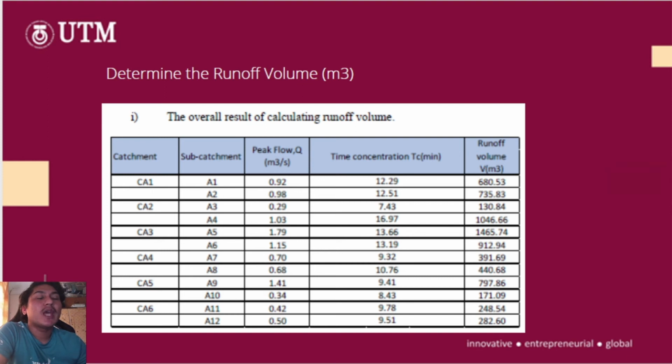First, we have to determine the runoff volume. This volume can be obtained from our design of temporary drainage, as the design of the sub-catchment that we use is the same. To calculate runoff volume, we have to get the peak flow Q and then multiply it by the time of concentration TC. So runoff volume is the total of peak flow times time of concentration.